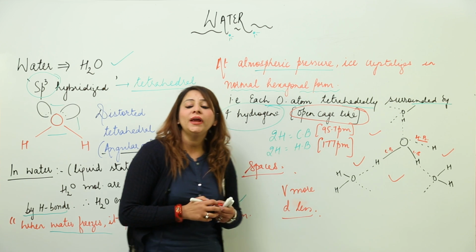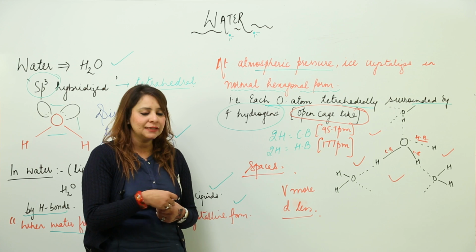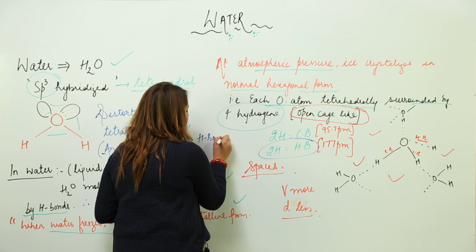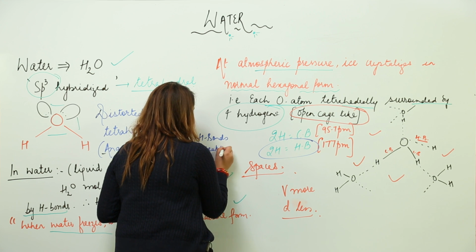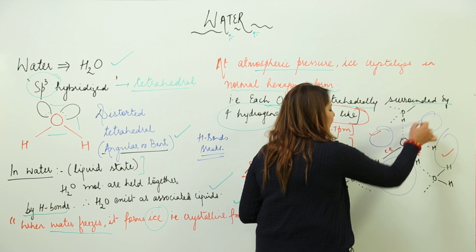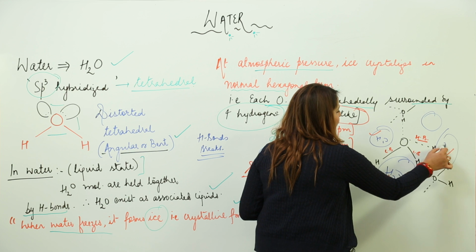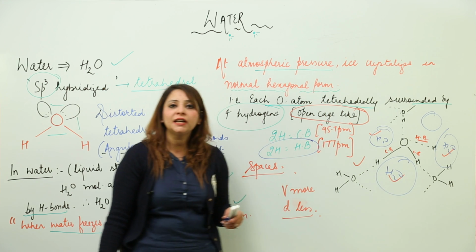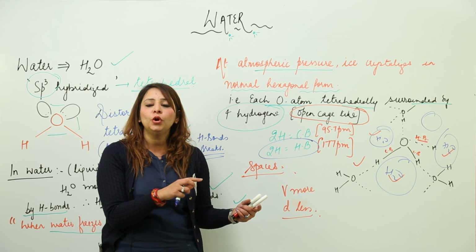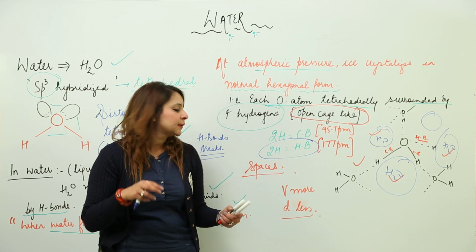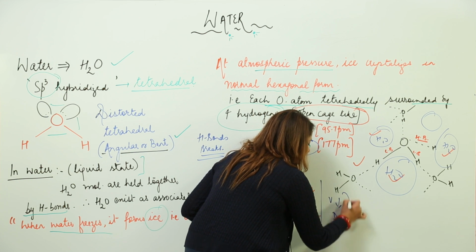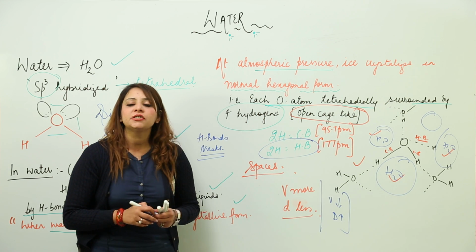Now what happens when the ice starts melting? When the ice starts melting, some of the hydrogen bonds break up, and water molecules start filling these spaces. These vacant spaces are filled by the water molecules. So as the number of vacant spaces decreases, because on melting the bonds are broken and the water molecules are occupying those vacant spaces, what we see is volume decrease and density increase.